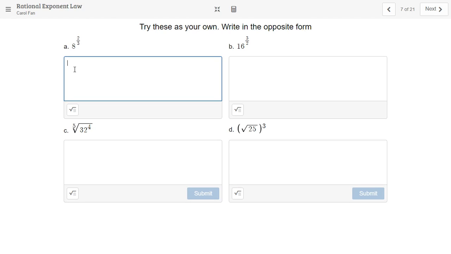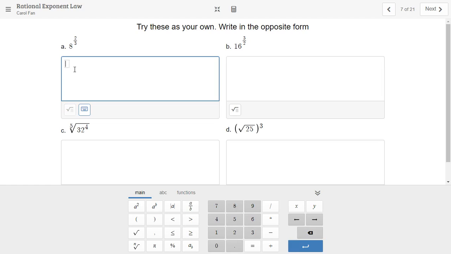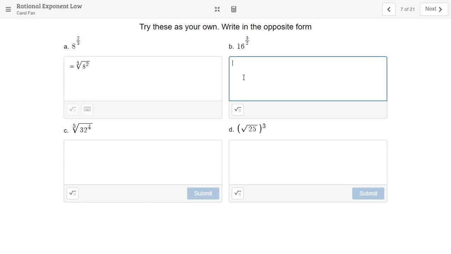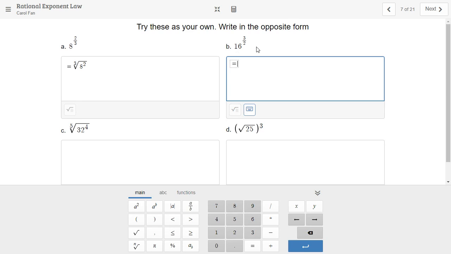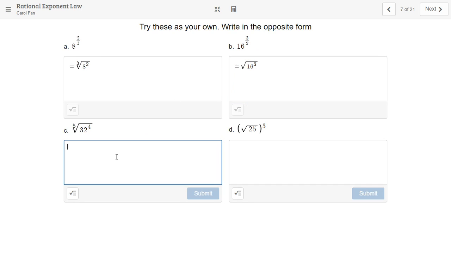Okay, I take it that you've done it. So let's take these up. 8 to the power of 2 over 3 gives us the third root of 8 to the power of 2. 16 to the power of 3 over 2 would be the square root of 16 to the power of 3.